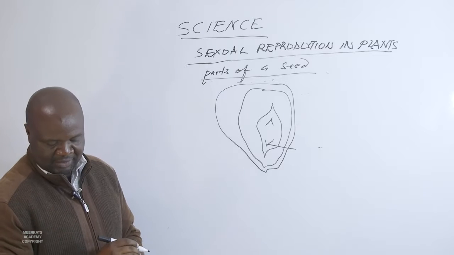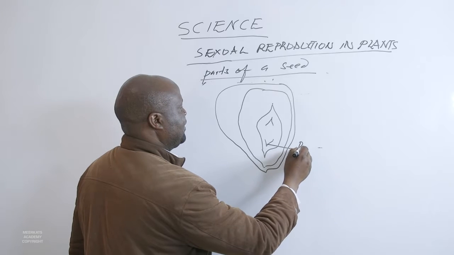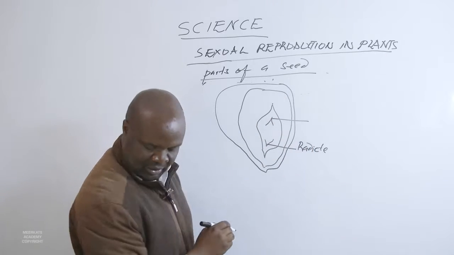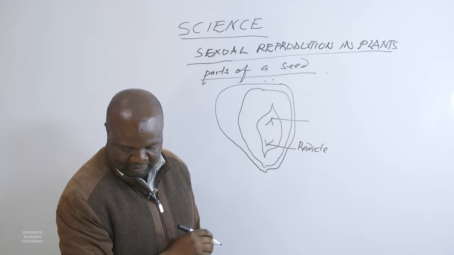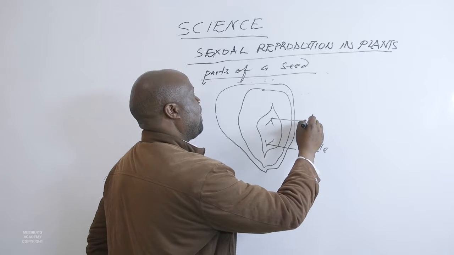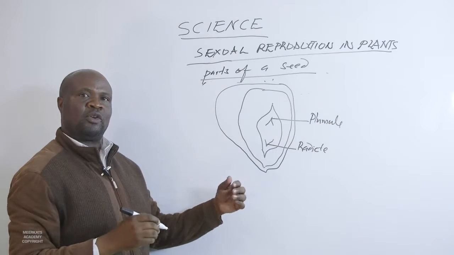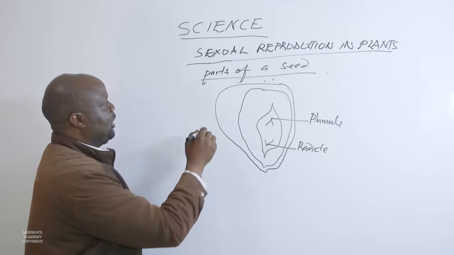If this is a maize seed, then we can have this as the radicle, and the other one as the plumule. So we know that the radicle will grow into a root, where the plumule will grow into a shoot.